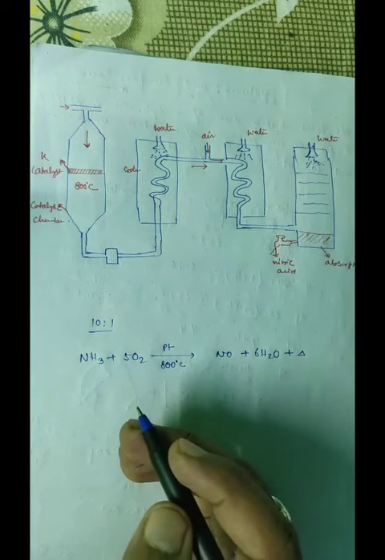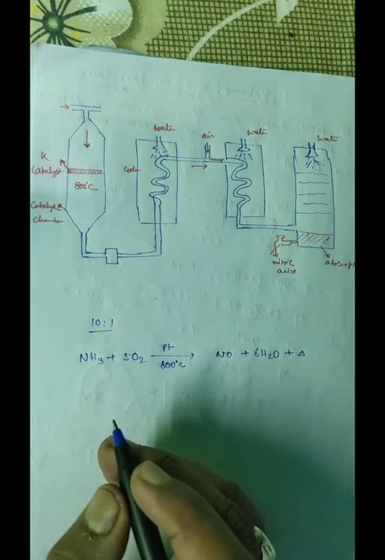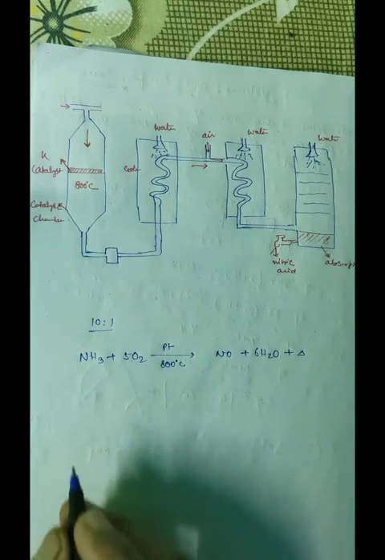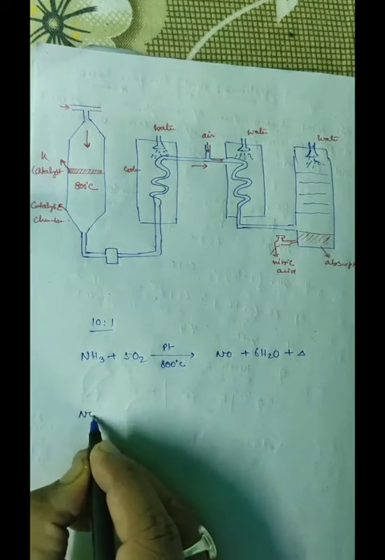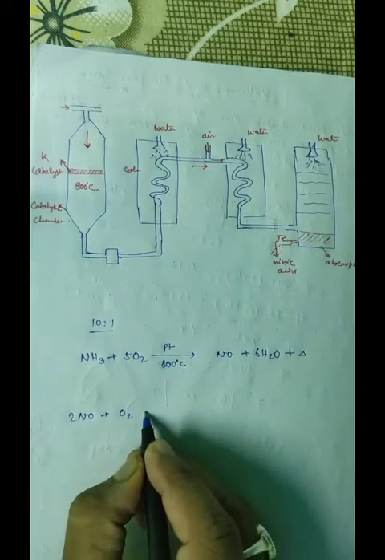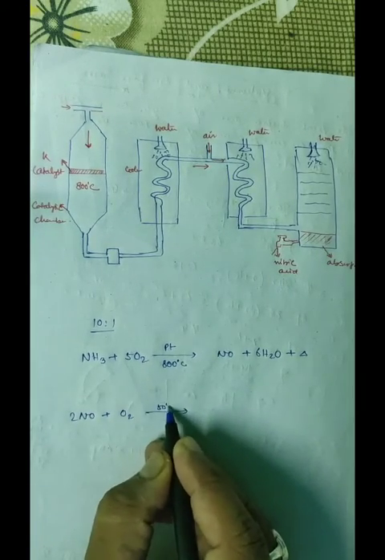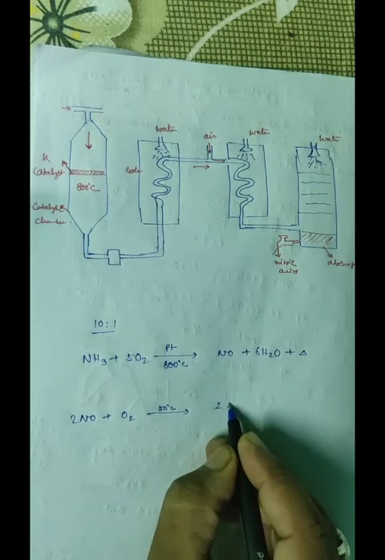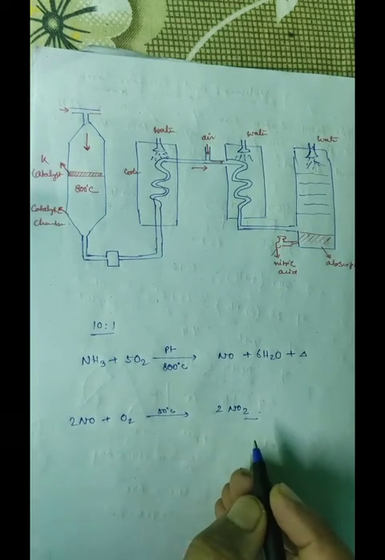Now in step 2, oxidation of nitric oxide in the oxidation chamber. Now, what happens in the oxidation chamber? This nitric oxide again combines with oxygen. The temperature is 50 degrees centigrade. They are converted into nitrogen dioxide.